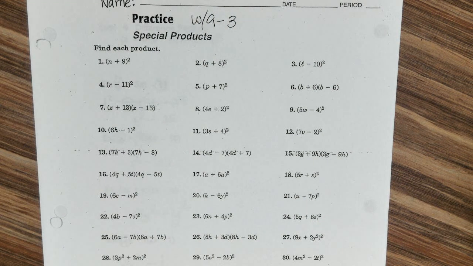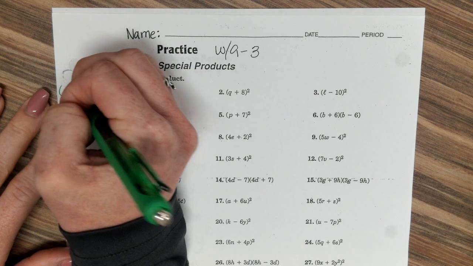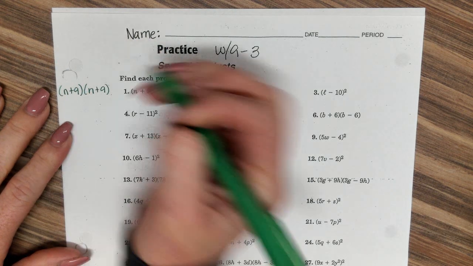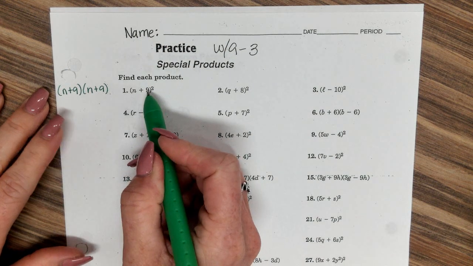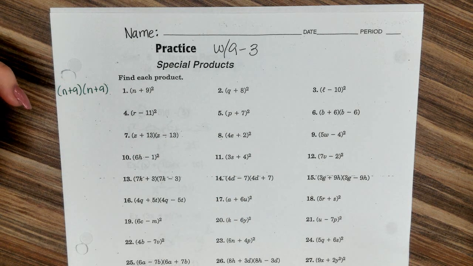Put your name on it quickly. Okay, I'm going to say this again. If you get confused, you can always do it the long way. So for number 1, you could always do n plus 9 times n plus 9 because that's what that means. And then do FOIL and combine your like terms.